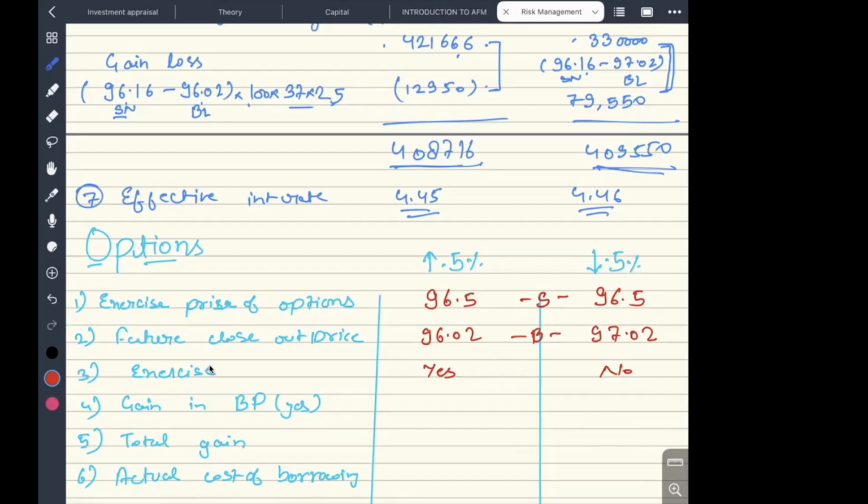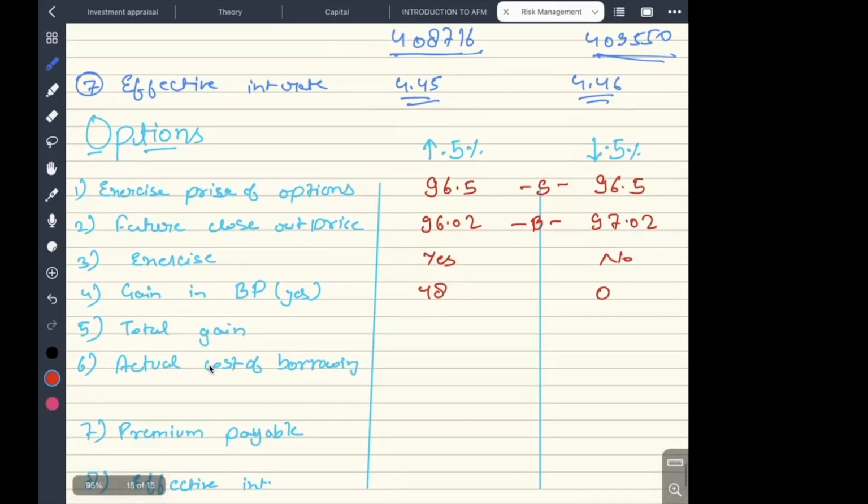96.5 minus 96.02. That will be equal to 0.48. But because we are talking about gain in basis points, it will become 0.48 into 100. So always remember, you have to remove two double zeros. 48. Over here, there will be no gain. Why? Because I am not exercising. So how did we get that 48? 96.5 minus 96.02, it will become 0.48. Right. Now 0.48 is nothing, but in basis point it becomes 48. Got it?